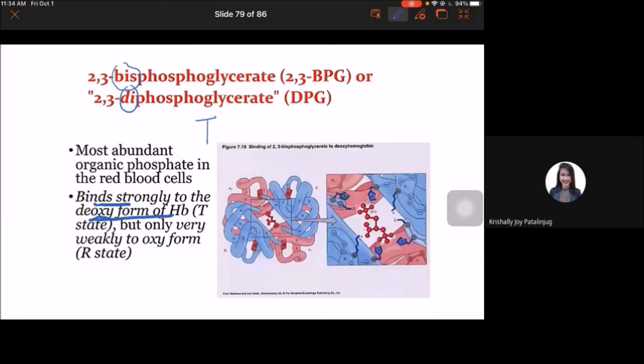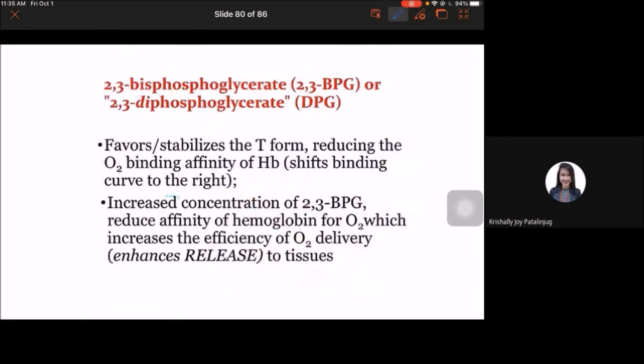Once the 2,3-bisphosphoglycerate binds to the tense form of hemoglobin, the T state of hemoglobin will be retained. It will not be conformed back to its relaxed form once 2,3-bisphosphoglycerate is bound to the tense form of hemoglobin. So mananatili, masastabilize yung T form, which is hindi magandang form or state ng hemoglobin kasi this is the deoxy form of hemoglobin, meaning to say hindi accommodated dyan yung oxygen, reducing now the oxygen binding affinity of hemoglobin.